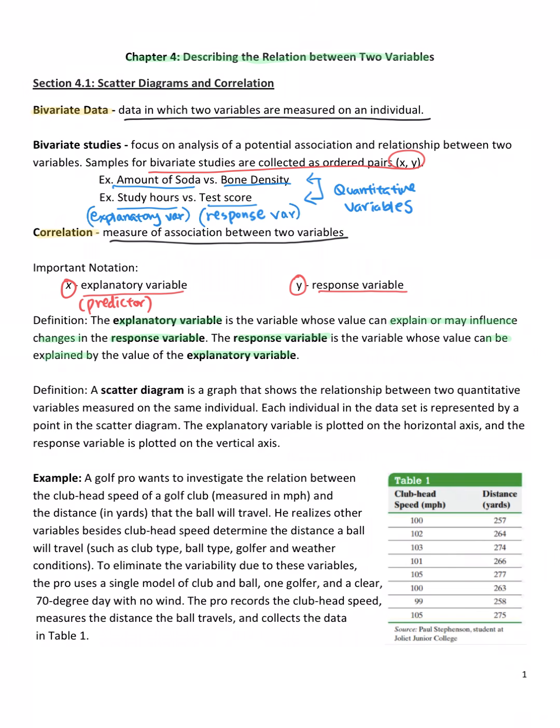How about the amount of soda and bone density? Well, we might use the amount of soda to explain or predict one's bone density. So there might be an association between these two variables. So in this case, we call bone density the response variable, and the amount of soda the explanatory variable.